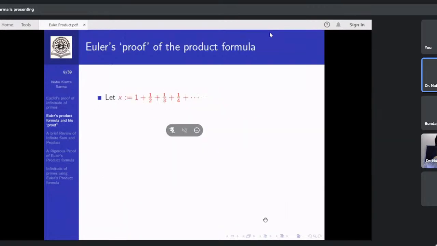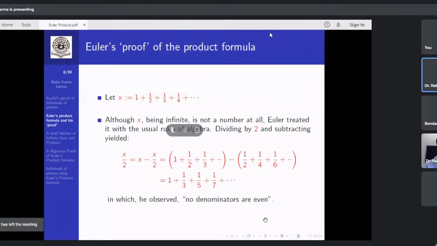So let us see how Euler gave a proof. He started with the infinite series 1, 1 by 2, 1 by 3 and so on. Then he knew that this sum is not finite. This is called the harmonic series, and we shall see afterwards that this series is not convergent. Its sum goes to infinity very, very slowly. Although Euler was aware of the fact that this number is not finite, he ignored this fact and treated this infinity as a real number.